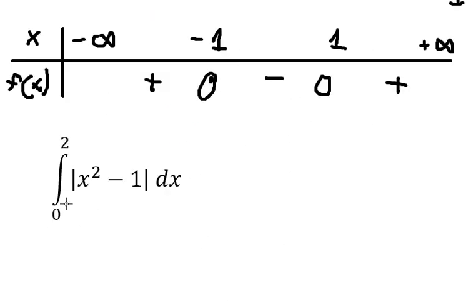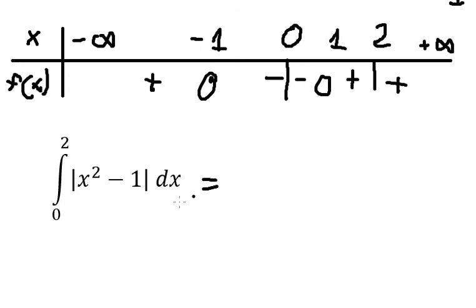We see that the integration is from 0 to 2. So number 0 in here, number 2 in here. So the sign from 0 to 1 is negative. From 1 to 2, that's positive.